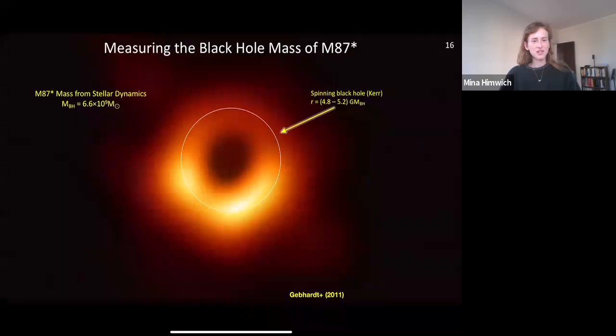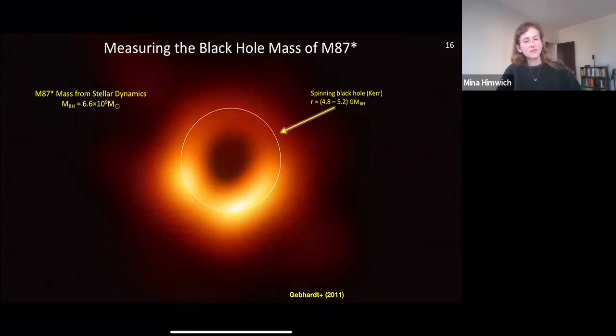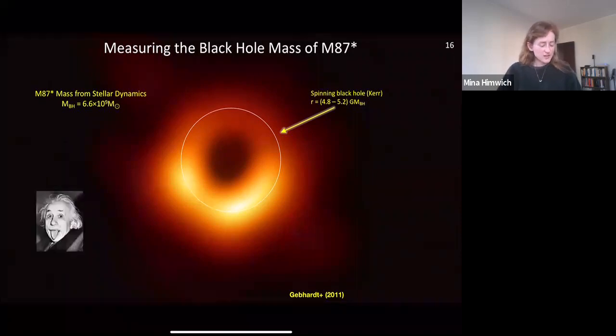So from looking at the orbits of stars around M87*, like that animation that I showed, we can estimate that the black hole mass is about 6.6 times 10^9 solar masses. And the size of the shadow which is observed for M87* exactly matches, or to this resolution matches, the shadow size predicted for a spinning black hole, which is about 5 times Newton's constant times the mass of the black hole. So far, this is consistent with what we expect for a Kerr black hole. And of course, as we go to higher resolution, we'll be able to measure this shadow size and shape more precisely and make a better comparison with general relativity.